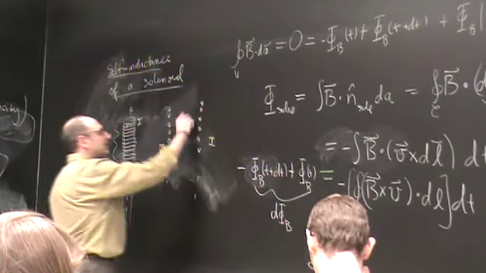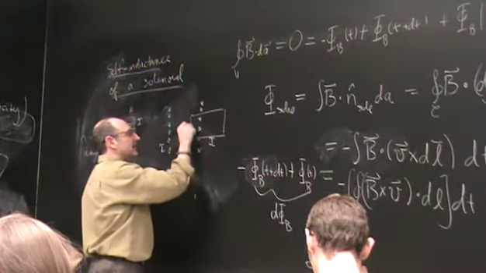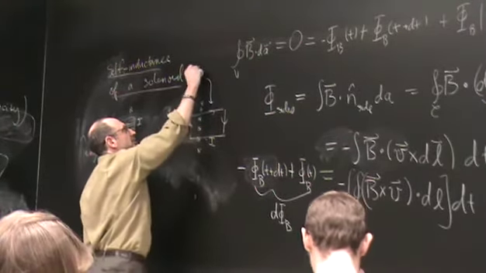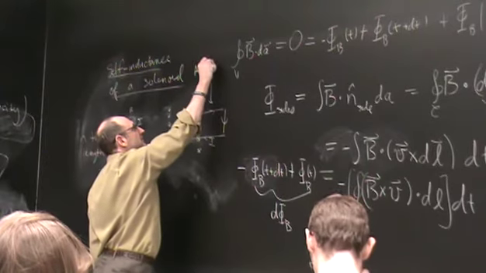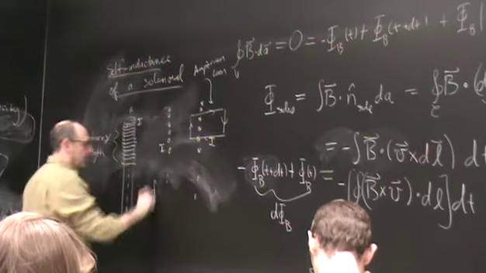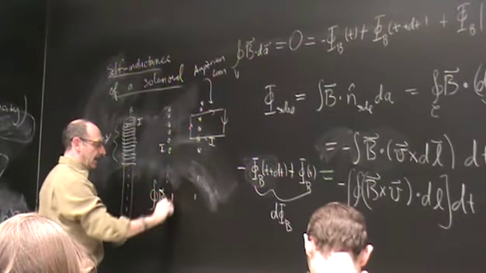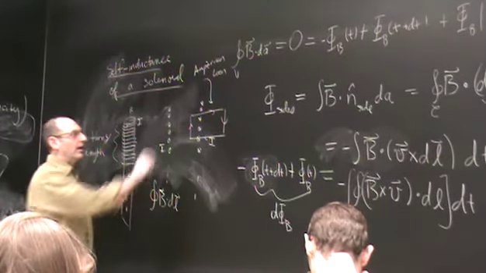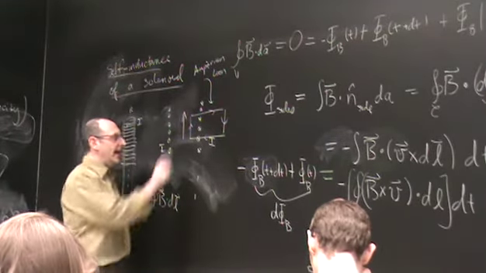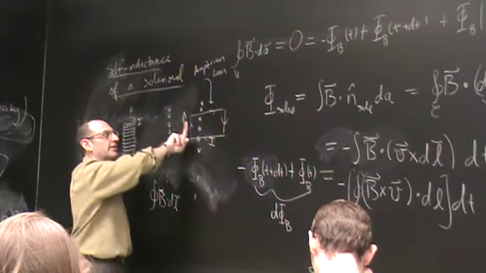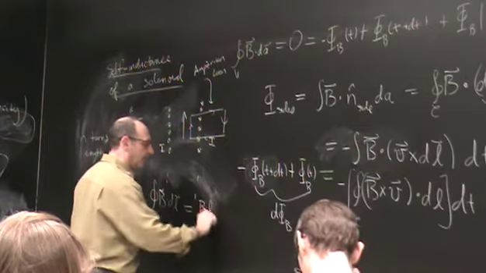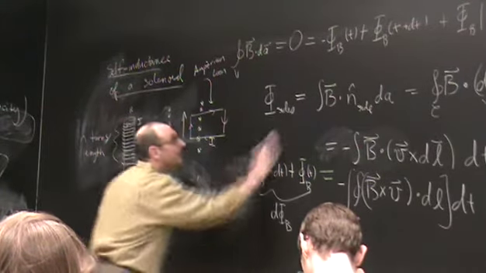Something like this. My Amperian loop. And the contour integral of B dot dl is then what? Well, B is only in this direction. It's uniform. It doesn't matter where I am. So it only contributes to this leg of the loop. So that's equal to B times L. Let me write this in a place that someone can see it.